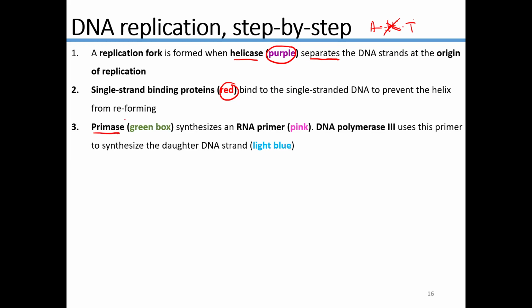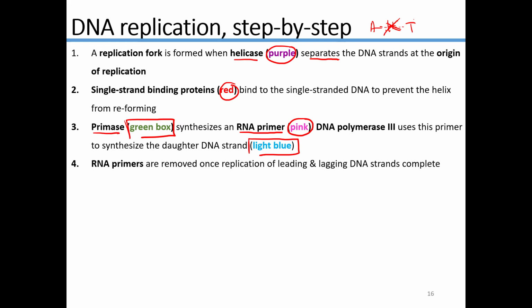So primase, which was the green box, is going to synthesize an RNA primer, which was in pink, and the DNA polymerase uses the primer to synthesize a daughter DNA strand, which was in light blue. So again, basically what this means is we're synthesizing and trying to find those complementary pieces in order to build that daughter strand, which is going to be that new strand.